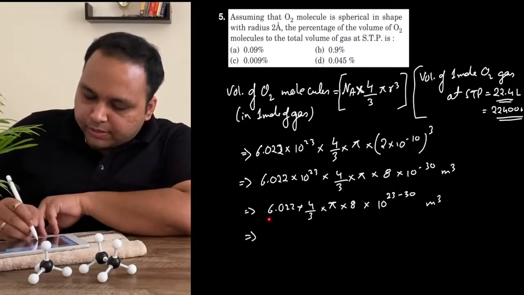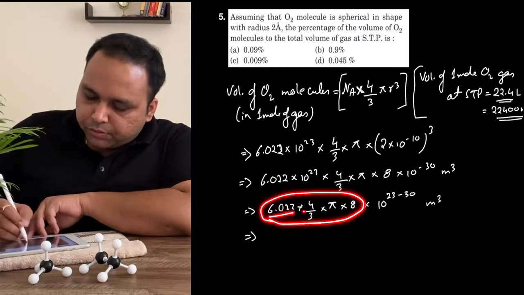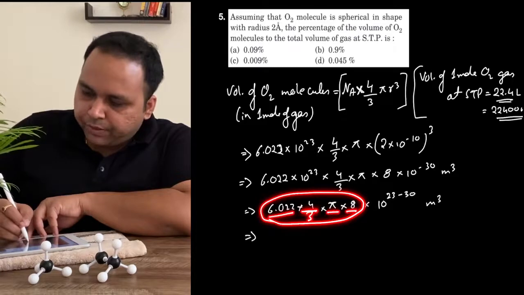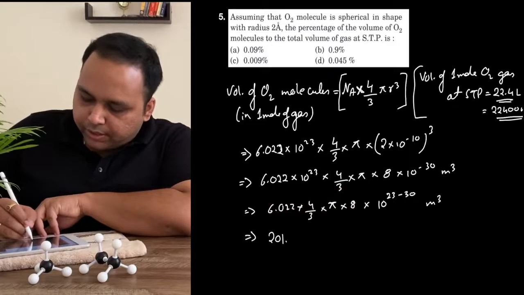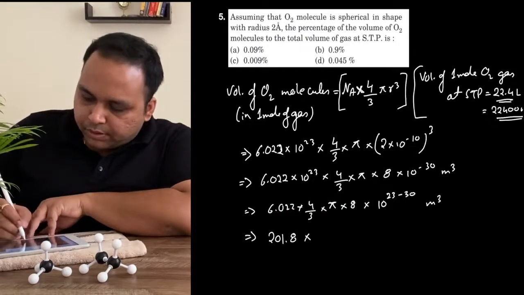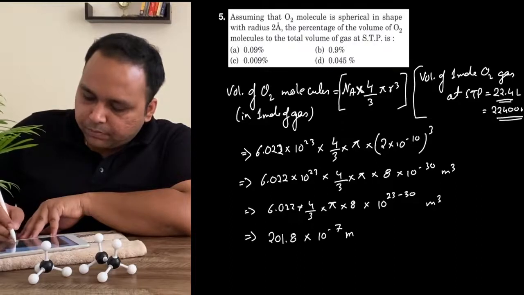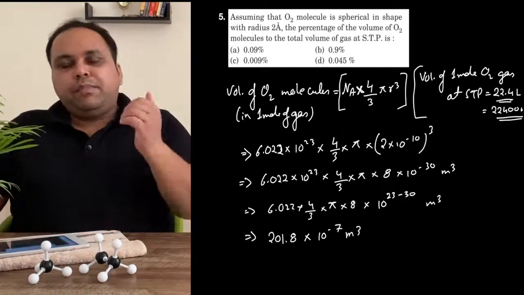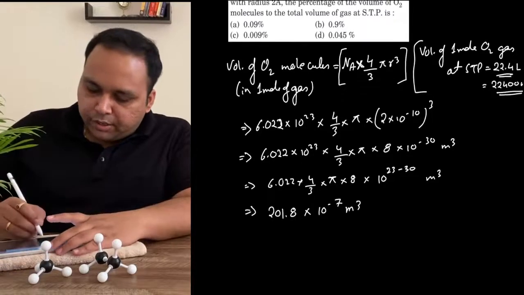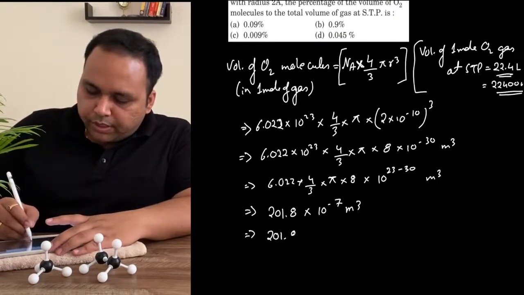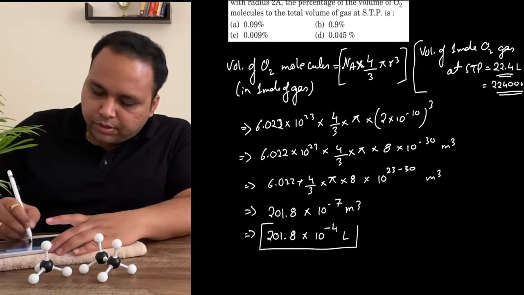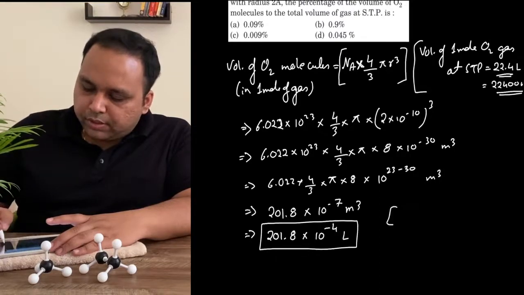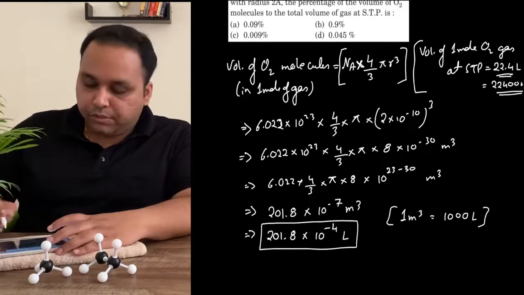Now you'll have to multiply these numbers and divide by 3. So 6.022 into 4 into pi into 8 divided by 3. If you solve this, this will take some effort, but this value will come out to be 201.8 into 10 to the power minus 7 meter cube. And when you convert meter cube to liter, you multiply it by 10 to the power 3. So this comes out to be 201.8 into 10 to the power minus 4 liter. This is the conversion that we used from meter cube to liter. What is the conversion? 1 meter cube is 1000 liters.